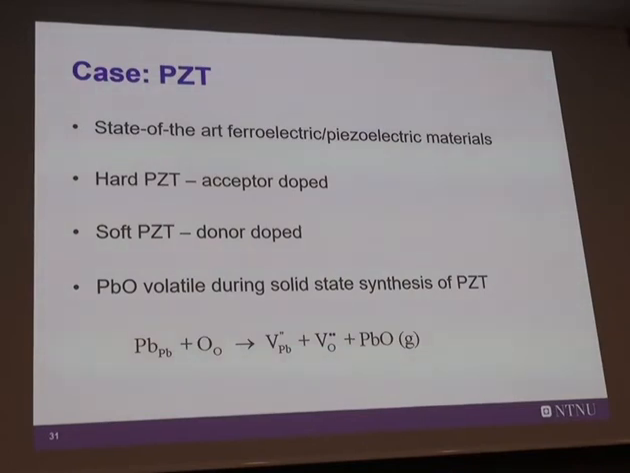And again, as I said, the most important issue here when you do the processing of bulk ceramics is the volatility of lead oxide, where this point defect equilibrium is then the dominating one. So when you process PZT, you always have to take into account that you are creating oxygen vacancies and lead vacancies. And the trick now is to link the concentration of these two and the concentration of dopants to the electromechanical performance of PZT.